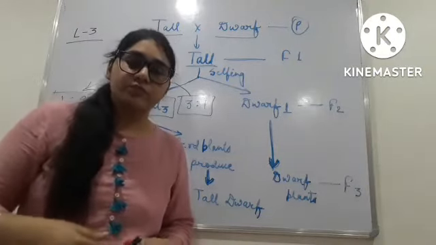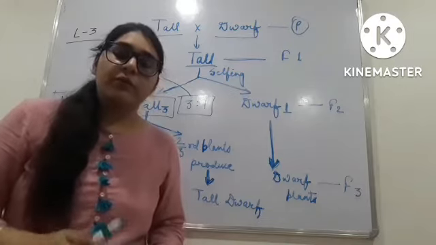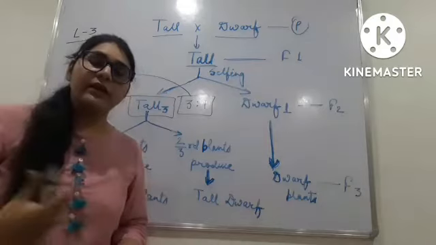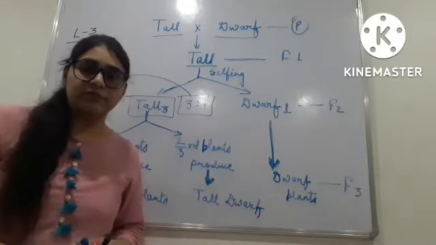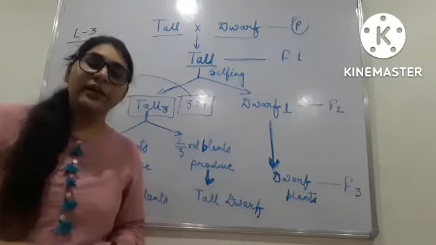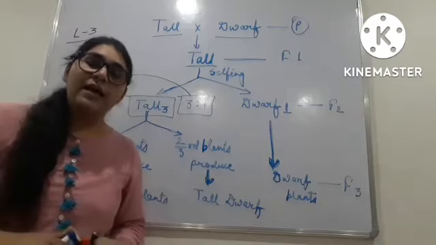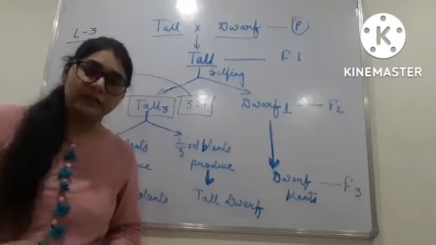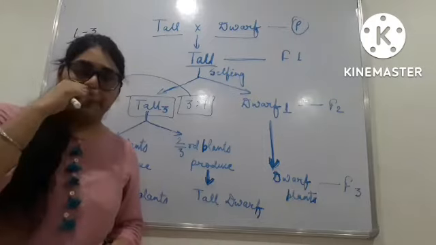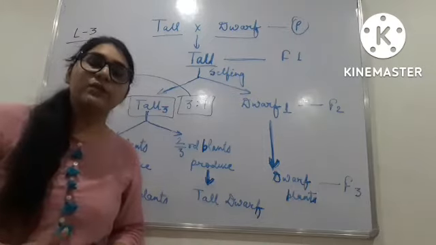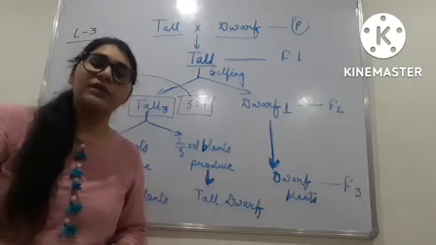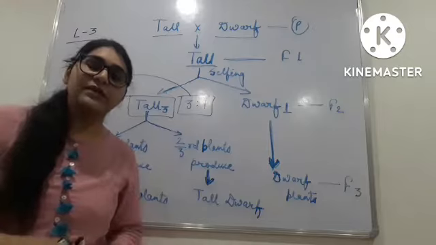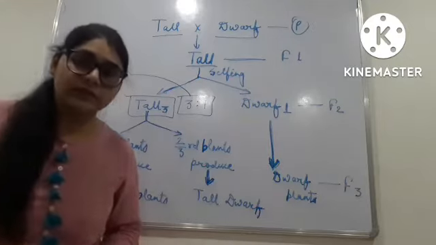So from these observations, Mendel derived some interpretations. These interpretations of Mendel are referred to as principles of inheritance. So the first principle of inheritance, or the first interpretation that Mendel derived from these observations, is the principle of dominance.